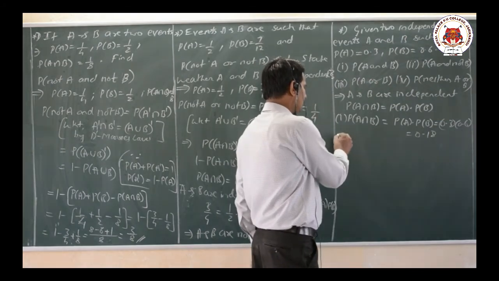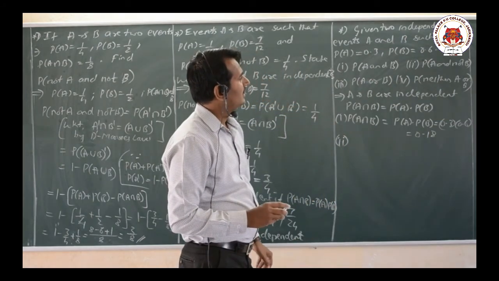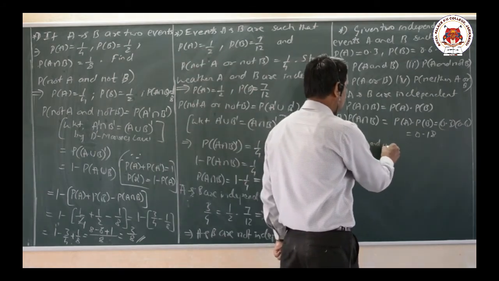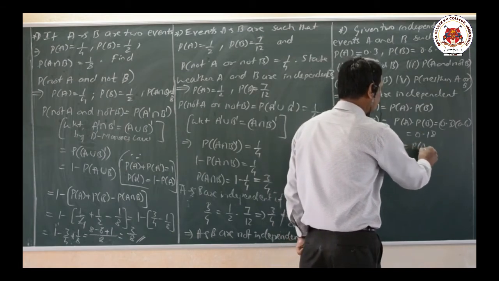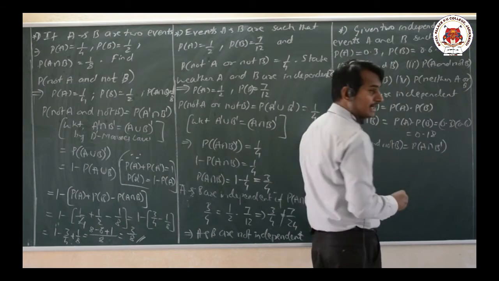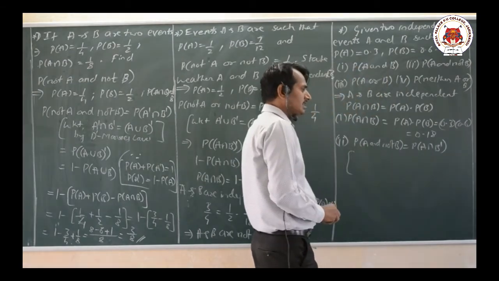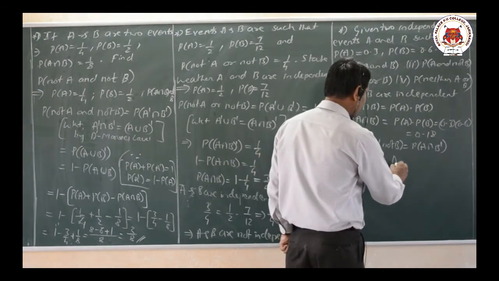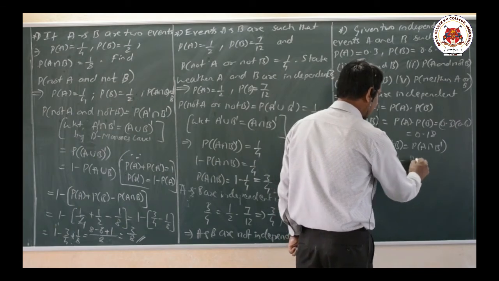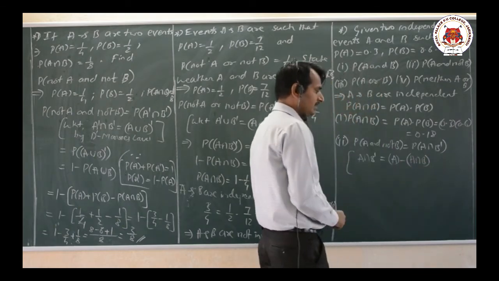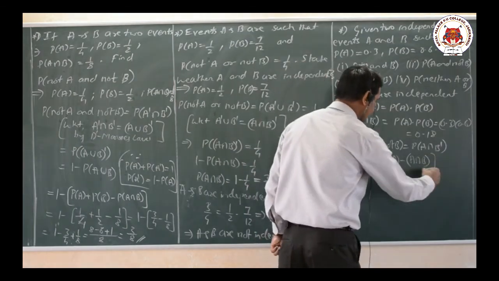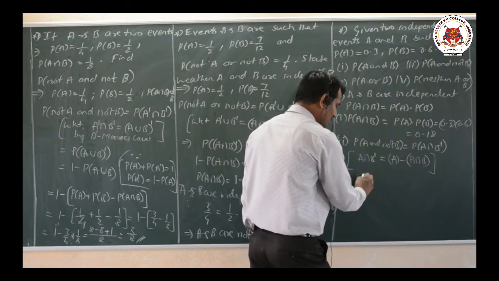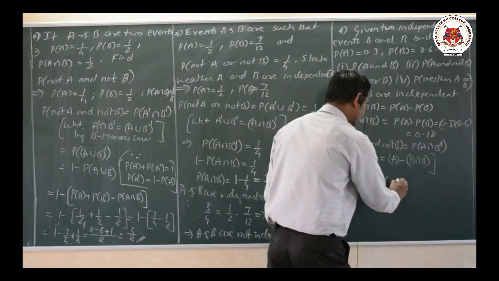Next, the second one, very, very simple problem it is. Second one, what we get? P of A and not B. That is P of A intersection B dash, not B means B dash. We are having one more property in the set theory. That is A intersection B dash, that is nothing but A minus A intersection B. I can also write here, that means according to this probability, that value is P of A minus P of A intersection B.